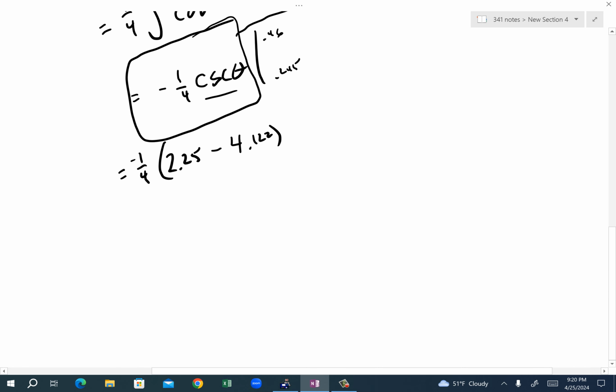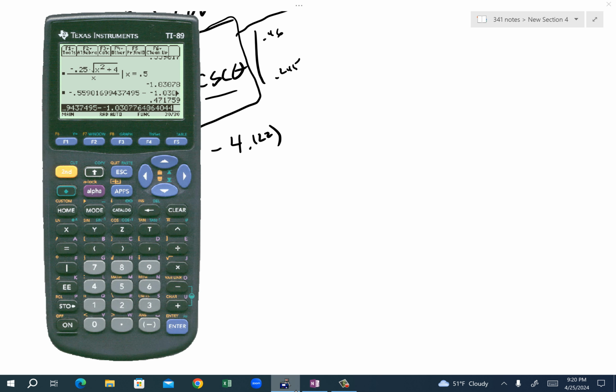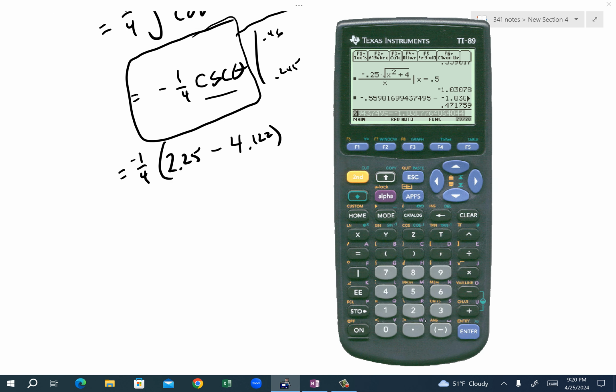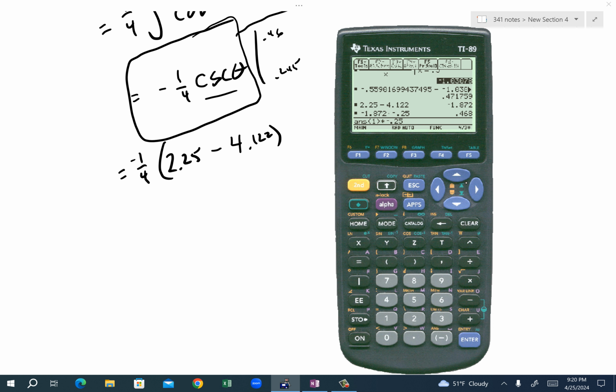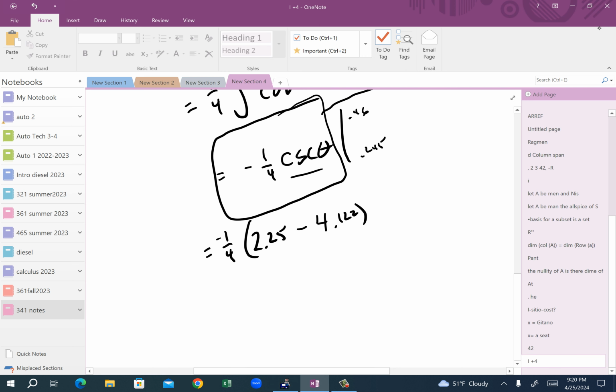And maybe I should do it down here just for grins. 2.25 minus 4.122 times negative 0.25 is... Isn't that what I just had? I feel like that's what I had a minute ago, isn't it? 0.47. Yeah, 0.47, 0.468. Yes, close enough for government work. It's good enough for government work, as they say.